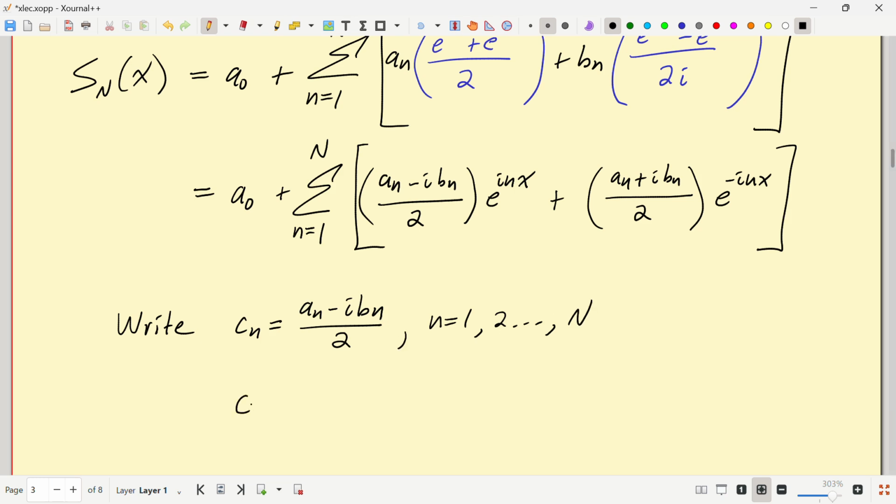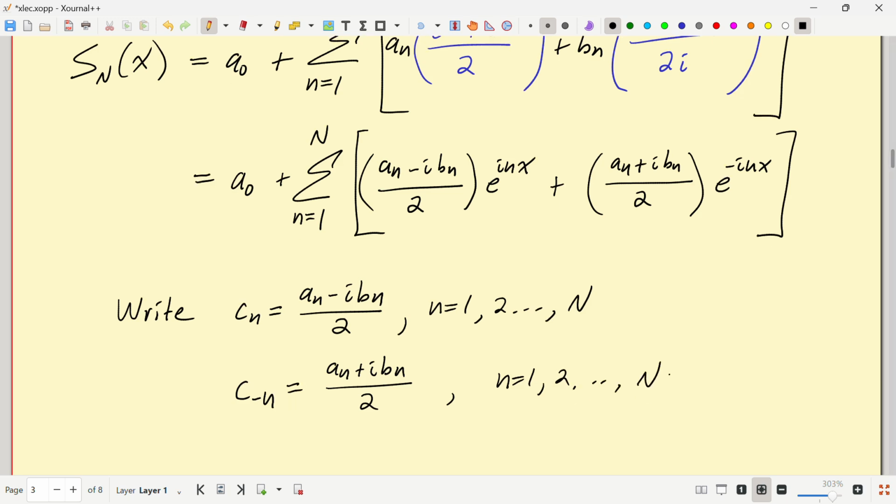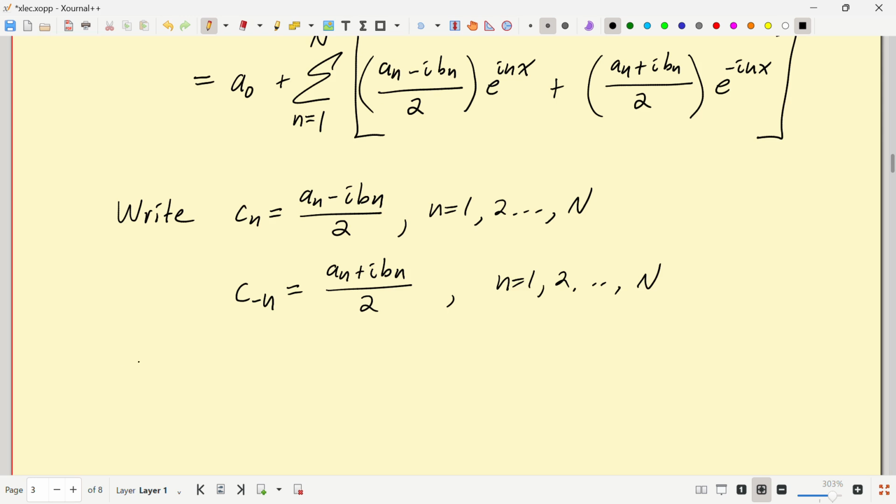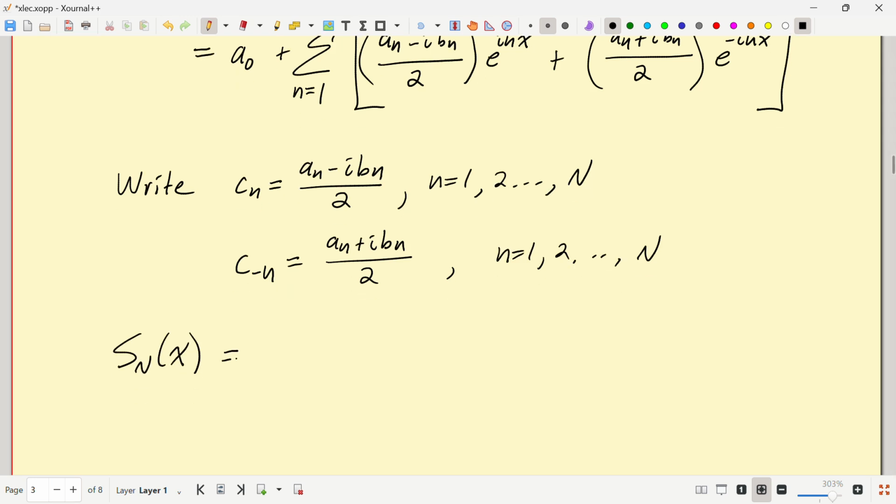And C minus n is going to be equal to (an plus i bn)/2, also as n goes from 1 to N. Then I realized that that thing that looks like a real trigonometric polynomial, that's what those Fourier series are called, that's a sum from minus N to capital N of Cn e to the inx. Much simpler way to write the Fourier series.